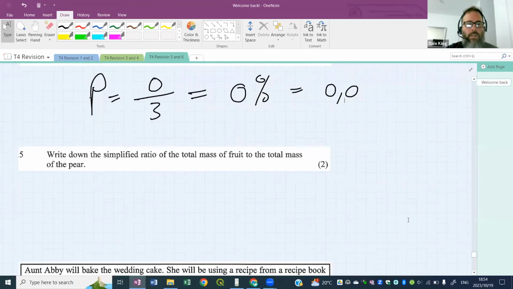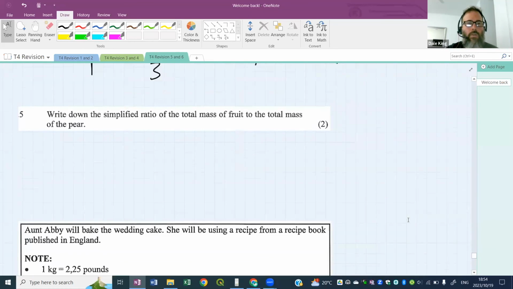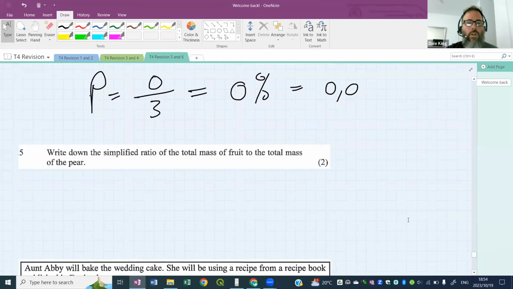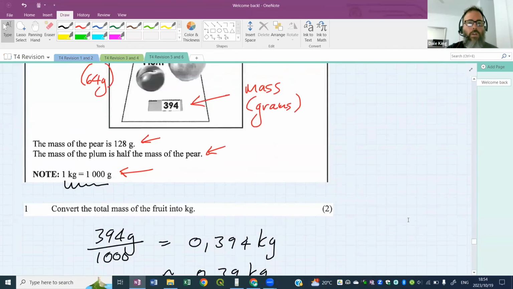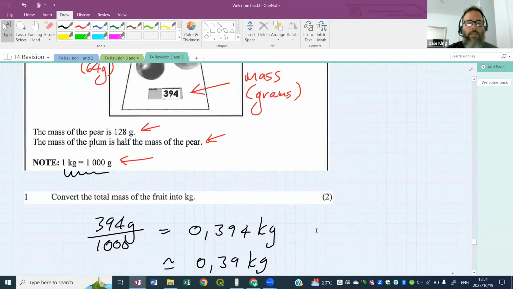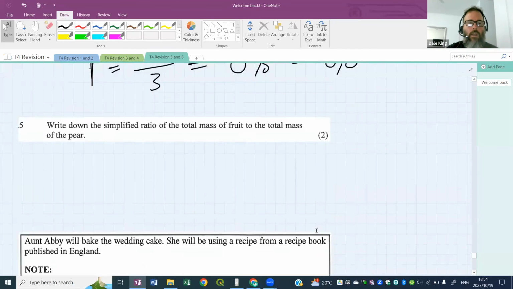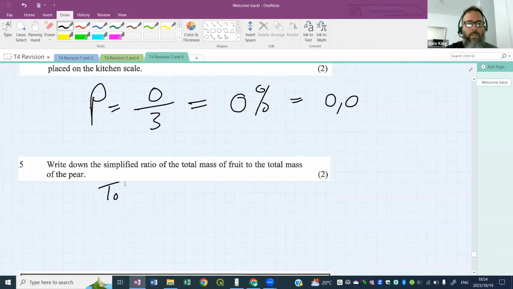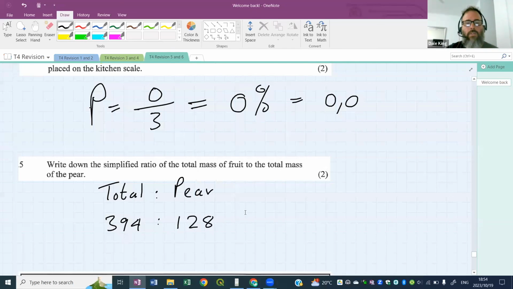I think this is the, oh, there's another one here. Let's see. All right, write down the simplified ratio of the total mass of fruit to the total mass of the pear. All right, let's go back up to the top. The total mass of fruit is 394. The pear is 128. So let's write it out. We need the total to the pear, please. Which means it's 394 to 128, if I'm not mistaken.